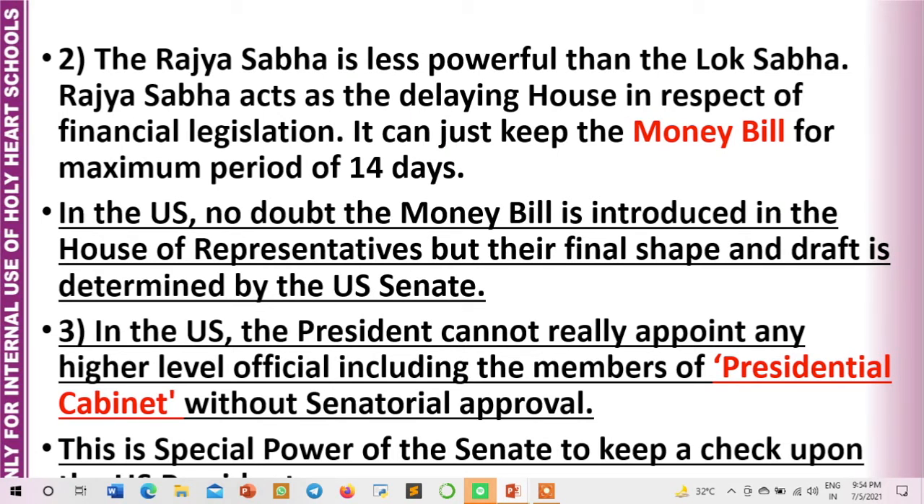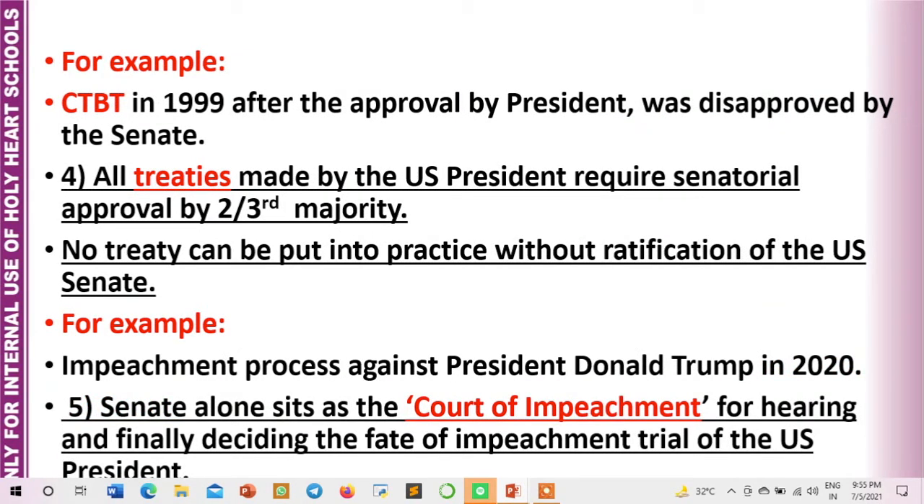In the US, the president cannot really appoint any higher level official, including the members of the presidential cabinet, without senatorial approval. This is the special power of the US Senate to keep a check upon the president's dictatorial powers. You see, the Senate is more powerful, which checks the US president also. When the president makes appointments to the presidential cabinet, this is checked by the US Senate. It needs the approval of the US Senate. So this way the US Senate checks the US president.